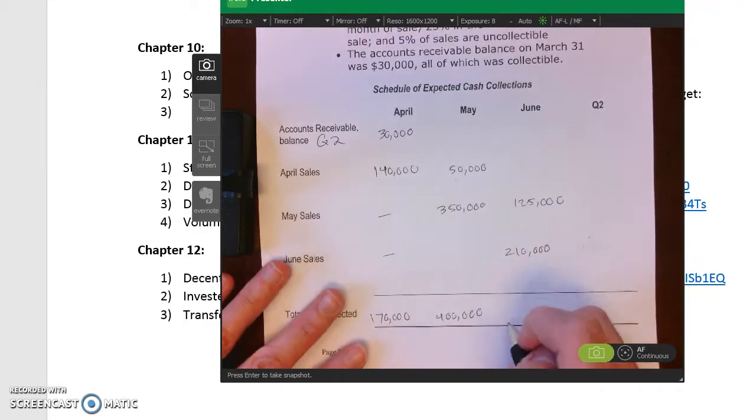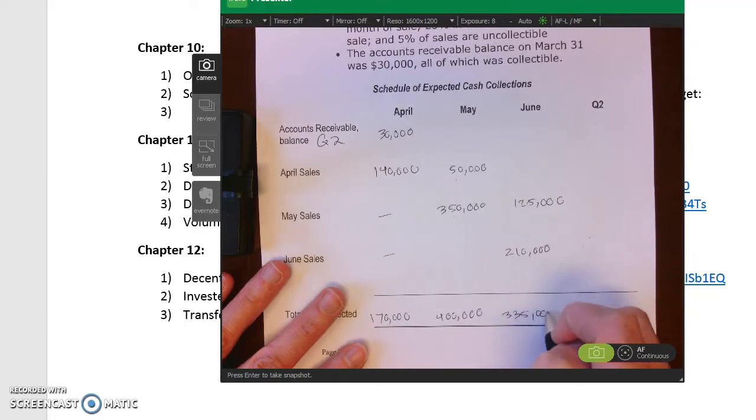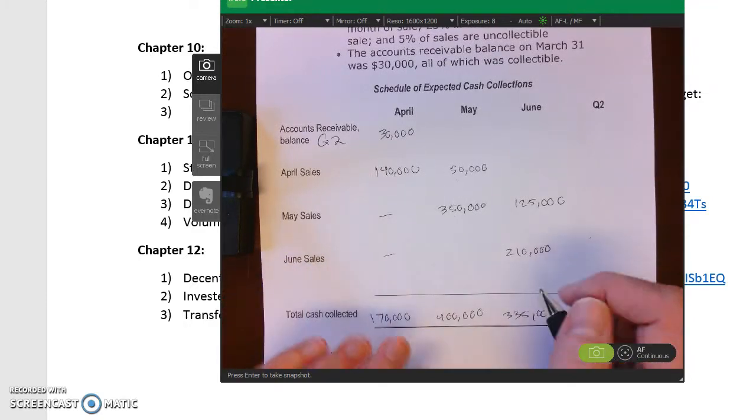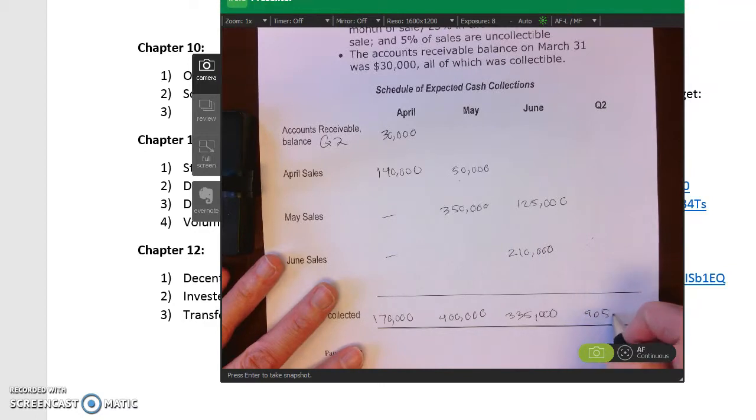We add these two, we get $335,000. And then we can add across to get the total for the quarter, which is $905,000.